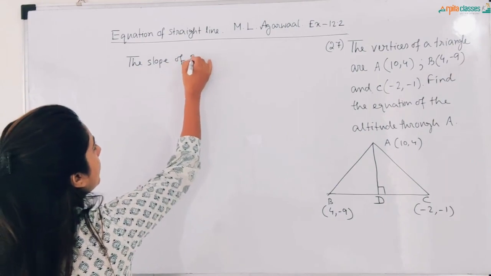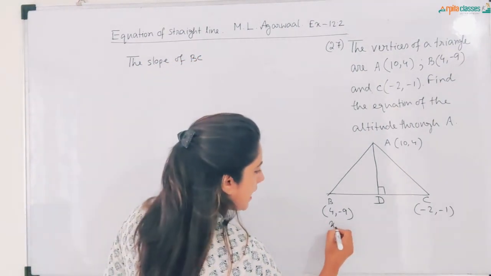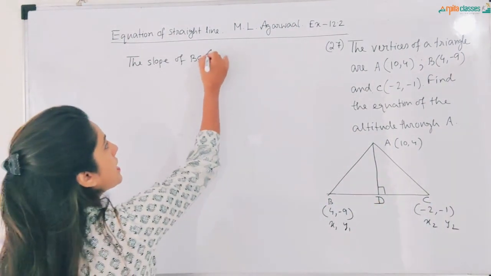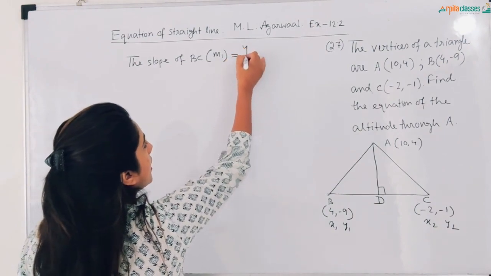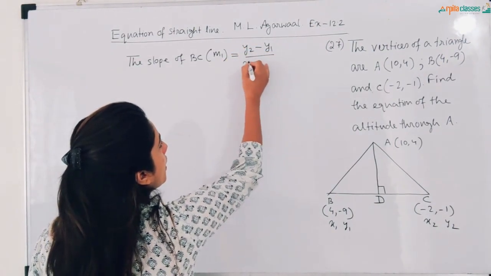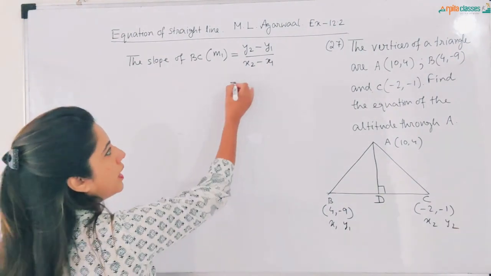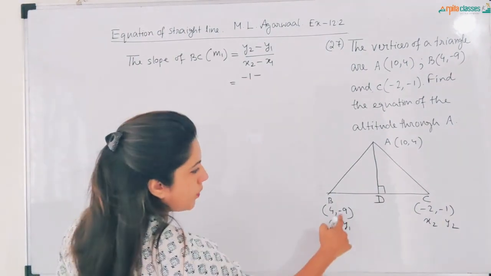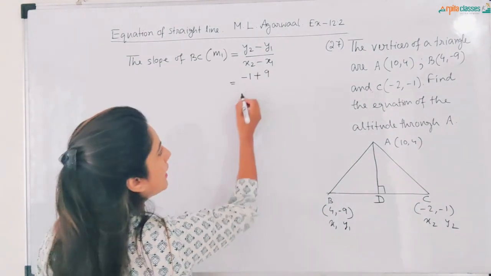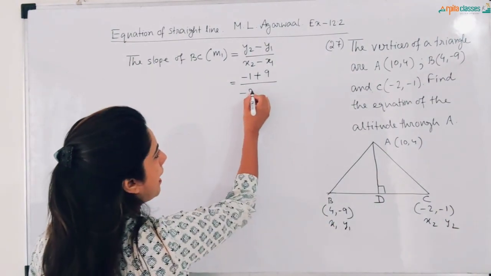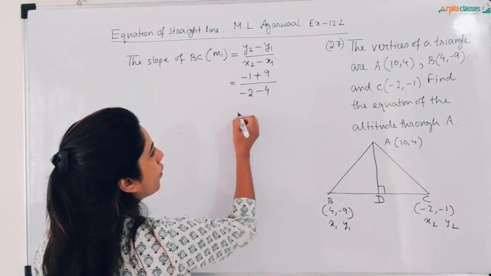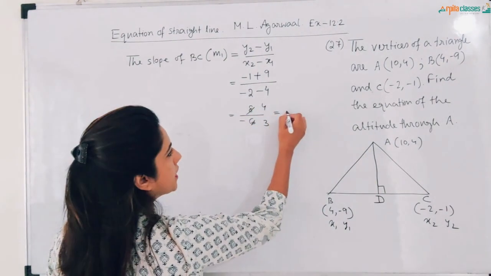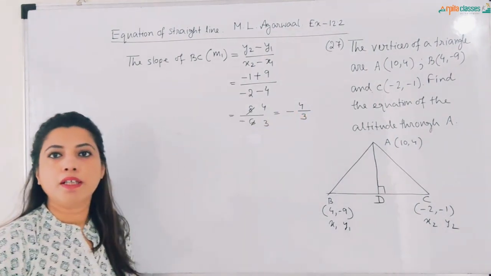The slope of BC, consider this as x1, y1 and this as x2, y2. So the slope of BC, which we are considering as m1, is (y2 - y1) upon (x2 - x1). So let us put the values. y2 is -1 minus y1, so that will become +9, divided by x2 is -2 minus 4. So this is 8 upon -6. Reduce it into the lowest term and we get it is -4 upon 3.